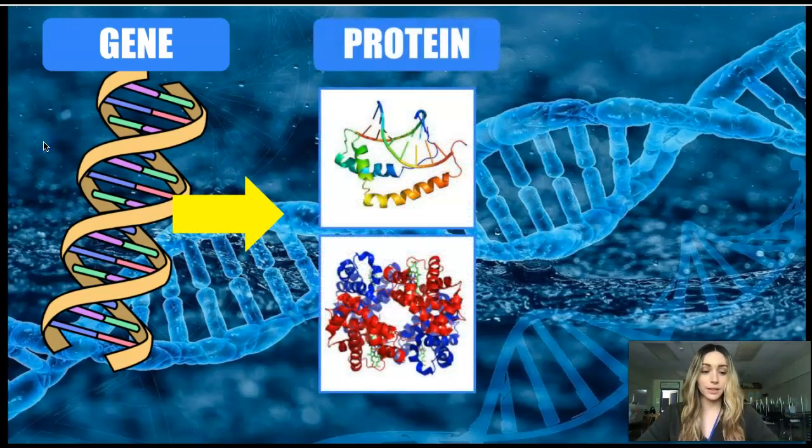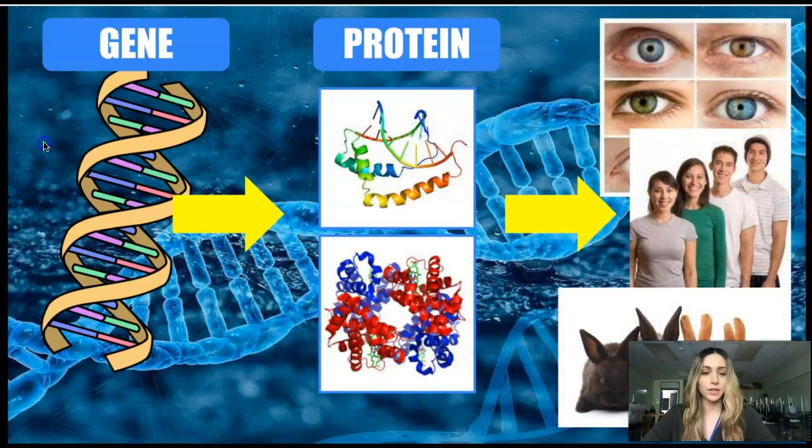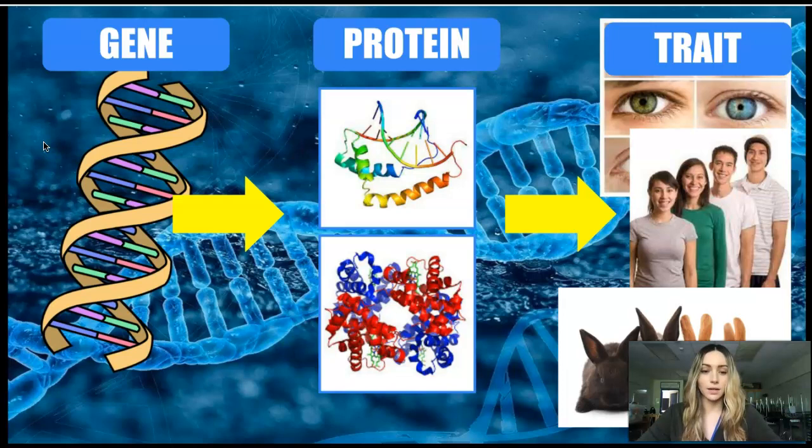And we know that each different protein performs a different function that will eventually lead to a different trait being reflected in the organism. So again, the code found on the organism's gene gives the instructions for the protein that should be created, and the protein created and the function that it performs determines the trait or the characteristic that will be seen in the organism.